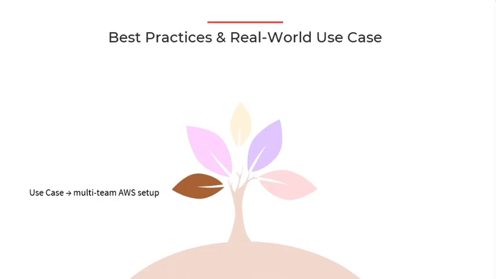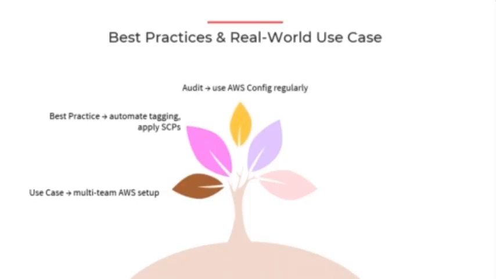So, what are the best practices to follow? First, automate tagging using tools like AWS Tag Editor to keep things consistent. Next, apply service control policies, SCPs, at the OU level to enforce permissions and security. Finally, regularly audit your resource structure using AWS Config to ensure compliance and optimal organization.